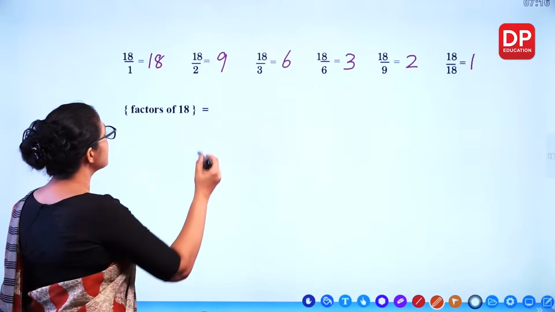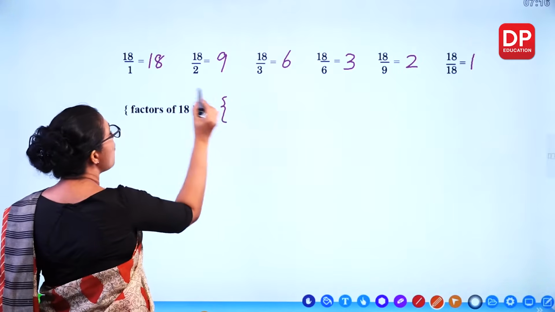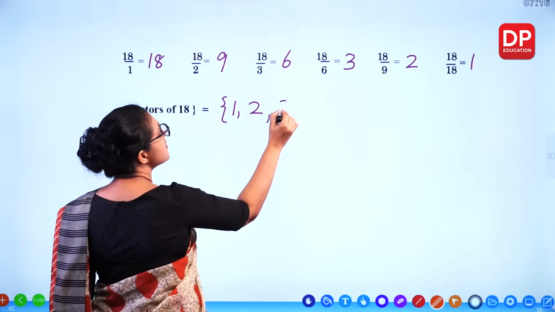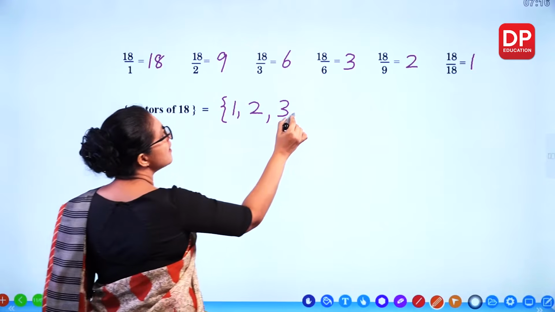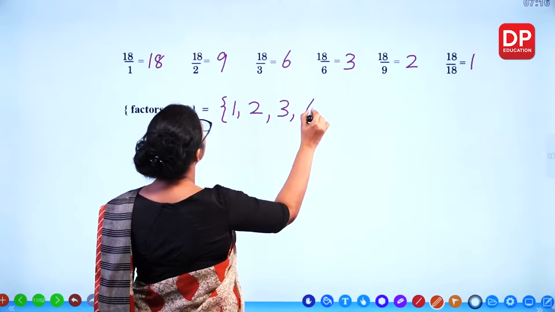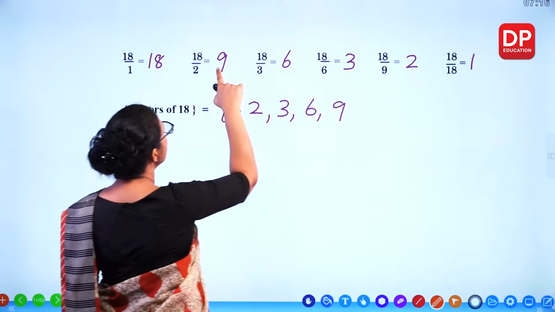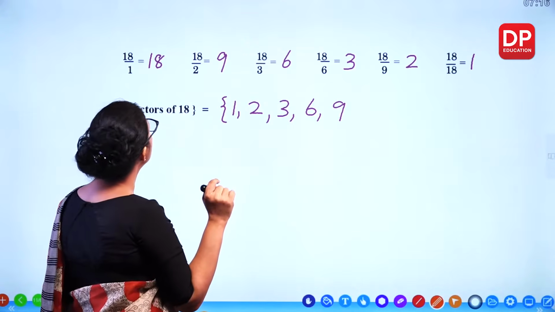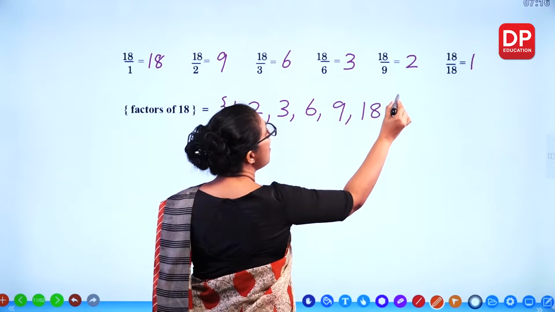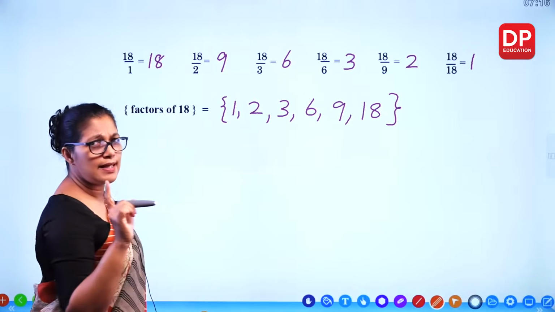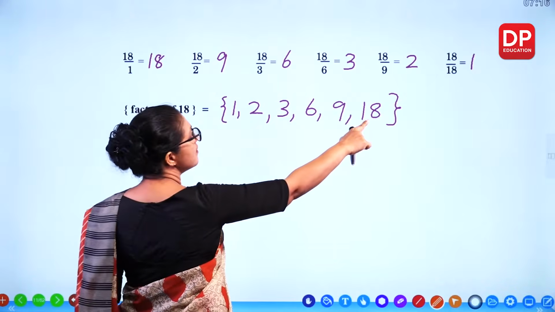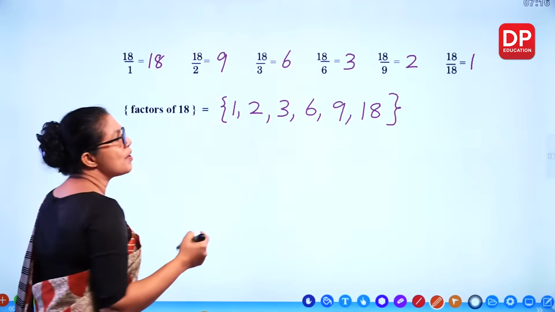So what are the factors? Starting from 1, then you get 2. It's divisible by 3, divisible by what else? 6, 9, and then 18. So we call these factors of 18. Look carefully. You see 1 and the number itself are also factors.